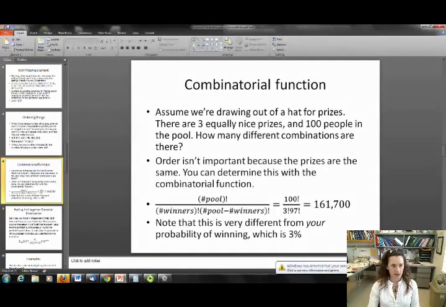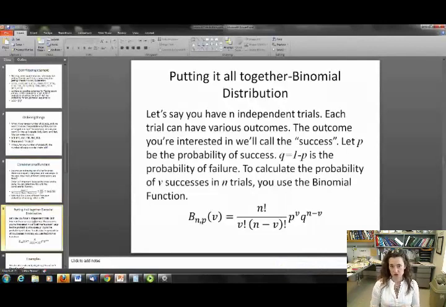Okay, so now that we understand the combinatorial function, we understand the probabilities, let's put it all together and come up with our binomial distribution function. Okay, so this is used to describe a very specific set of circumstances, and that specific set of circumstances is as follows. You have n independent trials. Each trial can have various outcomes.